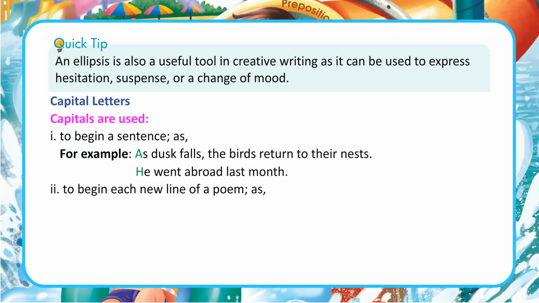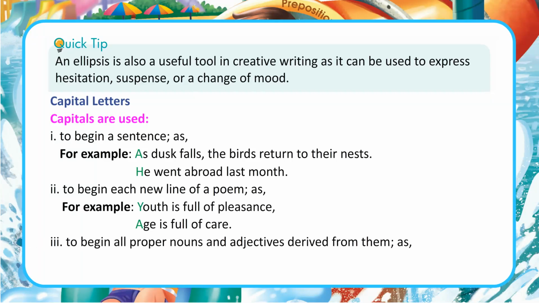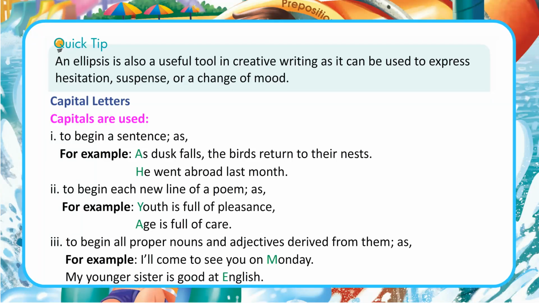2. To begin each new line of a poem, as, for example, Youth is full of pleasance, Age is full of care. 3. To begin all proper nouns and adjectives derived from them, as, for example, I'll come to see you on Monday. My younger sister is good at English.